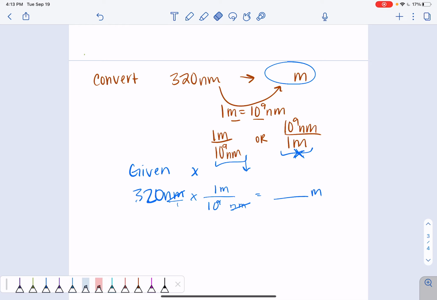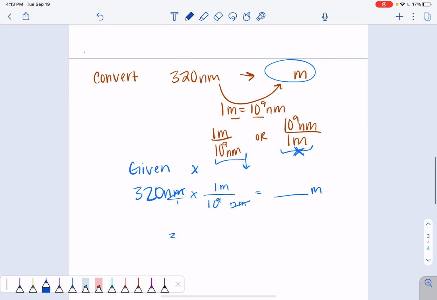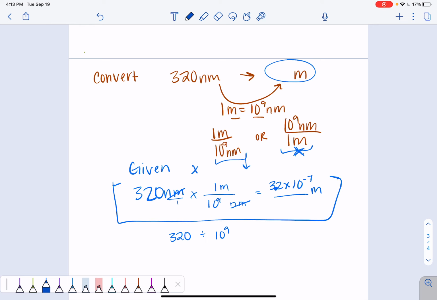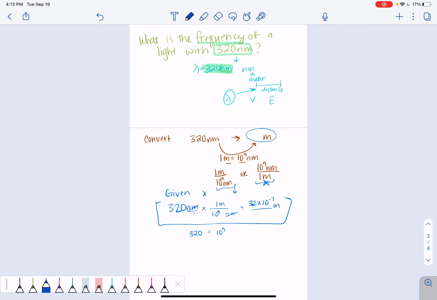So if I do the math, I say 320 times 1 divided by 10 to the 9th. So really, it's just 320 divided by 10 to the 9th, which is 3.2 times 10 to the negative 7. All right, that seems like a lot of work, but once you learn this process right here, it's going to be really quick for you to go back and forth between nanometers and meters and whatever conversion that you want. Now that we know what lambda is in meters, we're good to go. So we can say that lambda is 3.2 times 10 to the negative 7th meters.